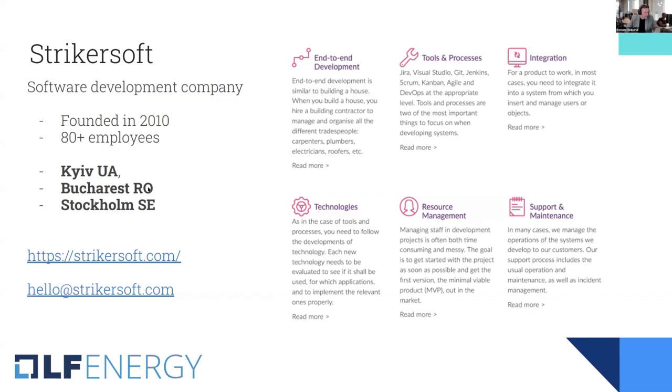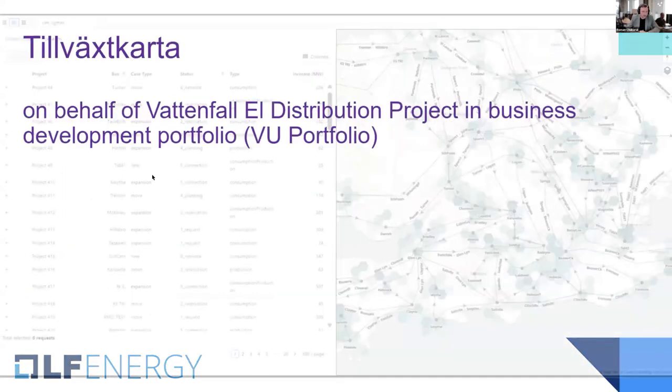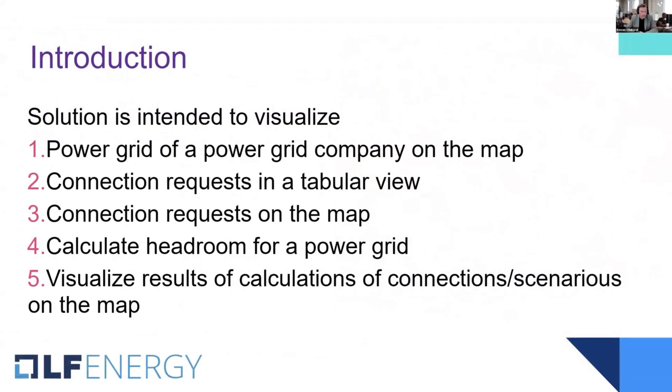And this project we were involved in is called in Swedish Tillväxtkarta, which actually helps to calculate the power grid. Power grid itself is a schematic. It's an electronic schema which can be calculated. And the idea behind it is the following. The solution visualizes the power grid on the map as a map vision of the power grid. It can represent connection requests in tabular view.